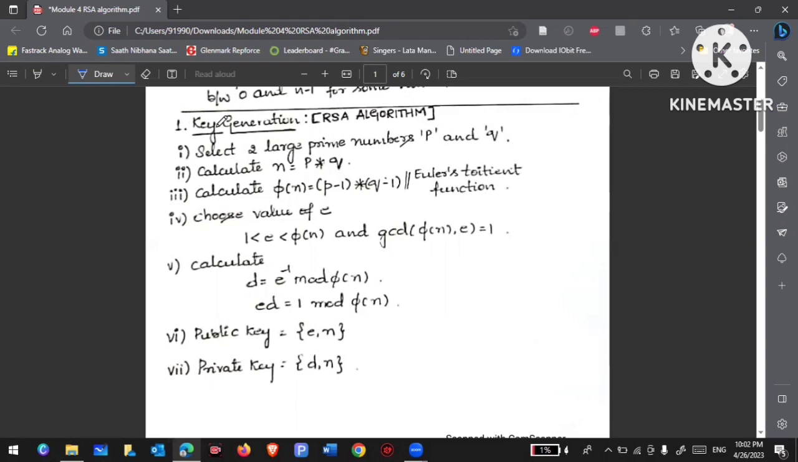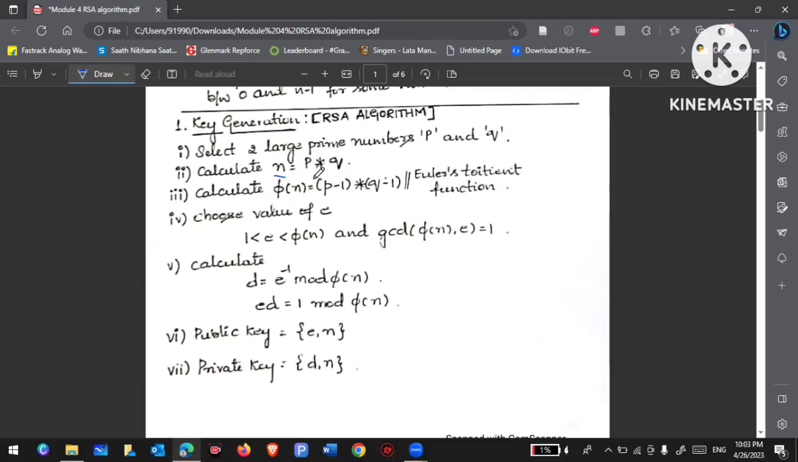First one, key generation. In key generation, we have 7 steps. One by one, we will look into it. So the first step says select two large prime numbers P and Q. Second step, the multiplication of those two prime numbers, P into Q. Name it as N.